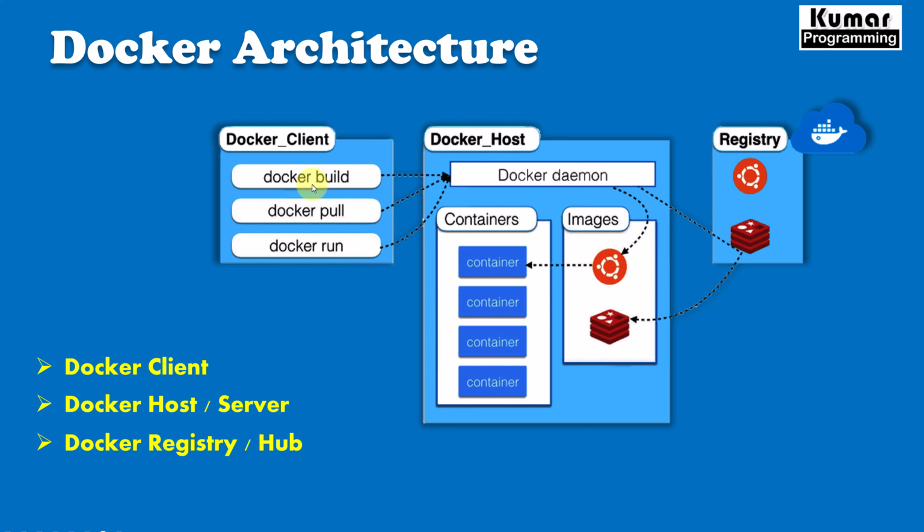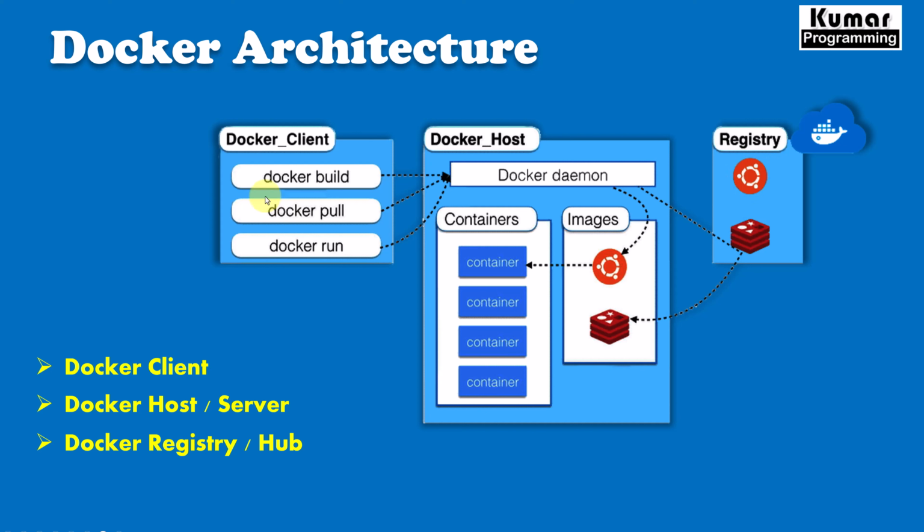From the Docker client, we can perform actions like docker build, docker pull, and docker run. Inside the Docker host or Docker server, Docker pulls the images from the registry, right? And once it has the images, it tries to execute that image in the form of a container. And here, the Docker registry is just a repository for all of our public images. For example, inside our Docker Hub, we have Ubuntu and we have Redis images.